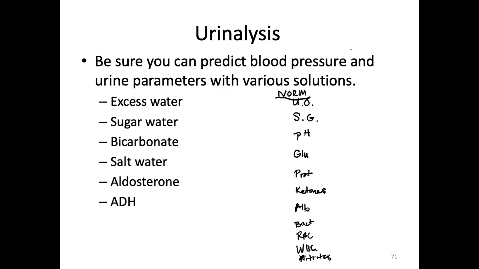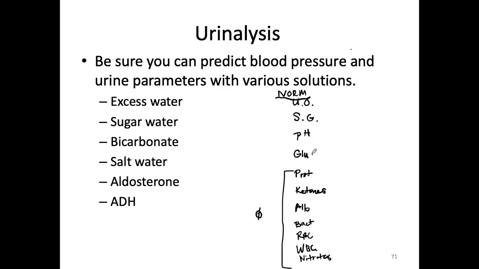Okay, so let's go back to this. I want you to know normal ranges for urine output for urine, right? Specific gravity, pH, glucose, protein, ketones. All of these you should not see, right? You should not see them in a urinalysis, we call it, or a UA, right?